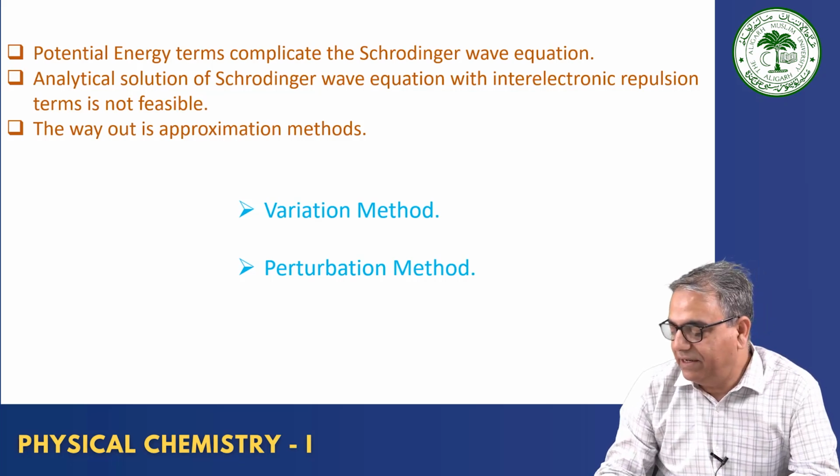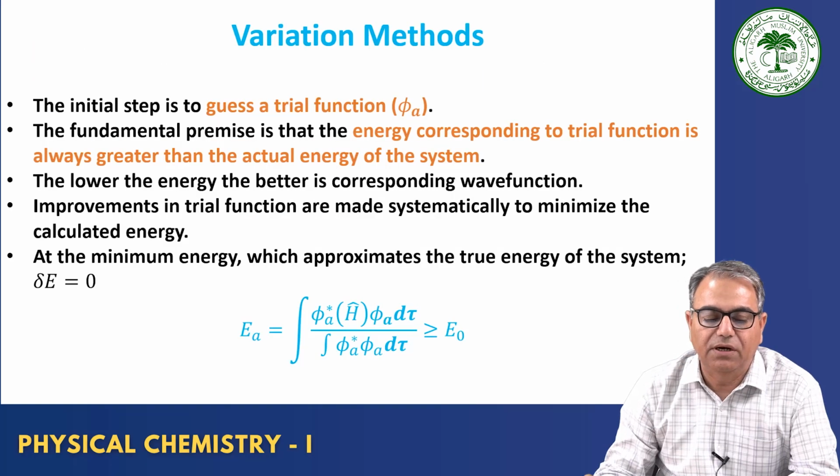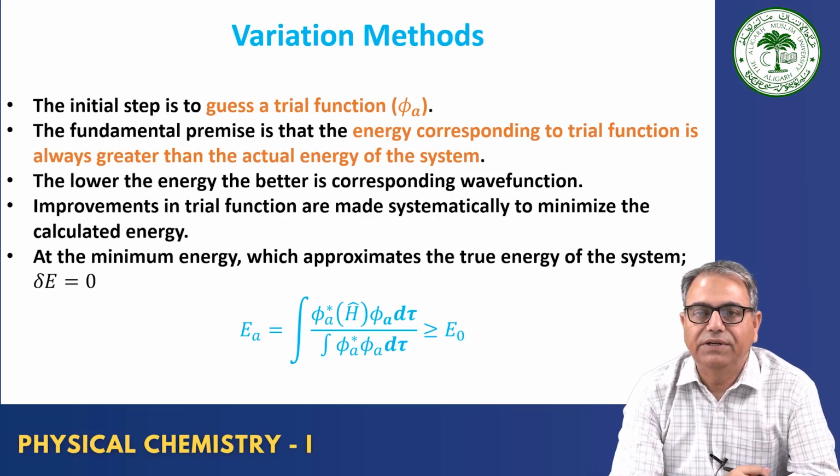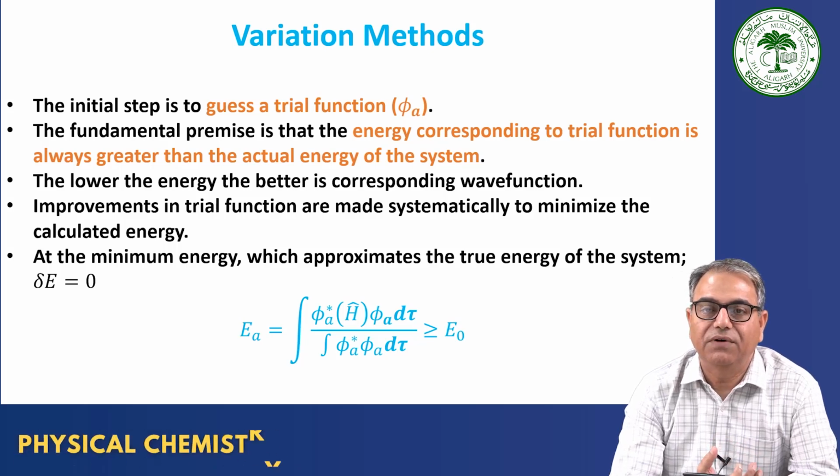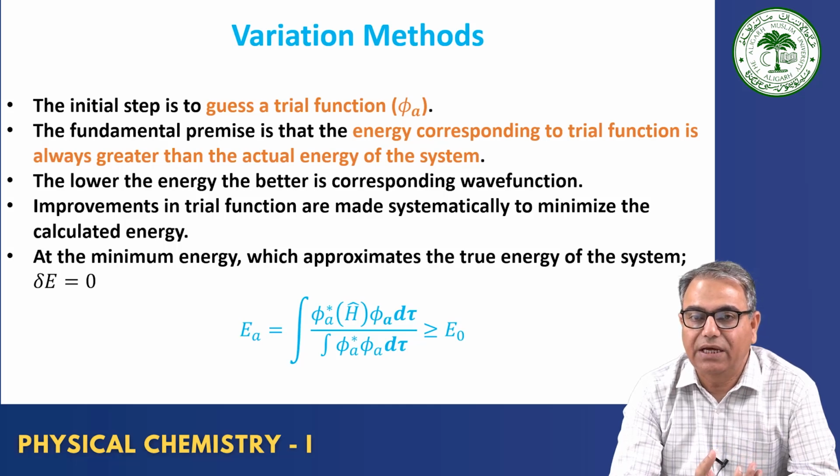In the variation method, the first thing we do is guess a trial function. The fundamental premise is that the energy corresponding to the trial function is always greater than the actual energy of the system. Because we don't know the eigenfunction, whatever function you guess is not the actual wave function, and the energy corresponding to it will always be greater than the ground state.